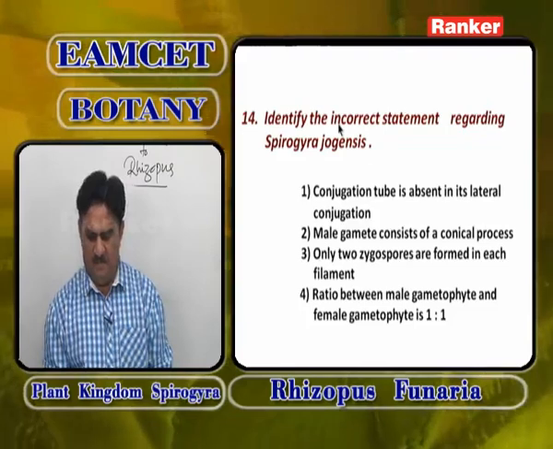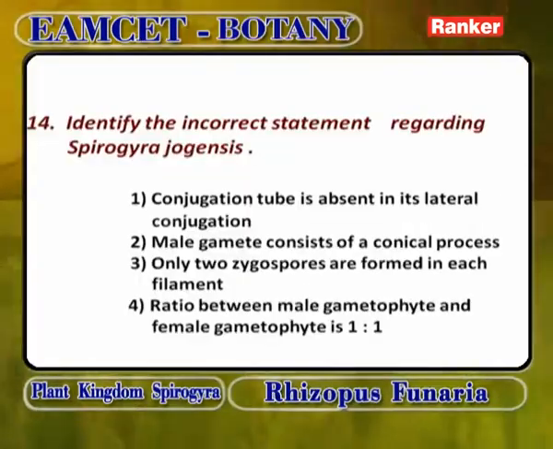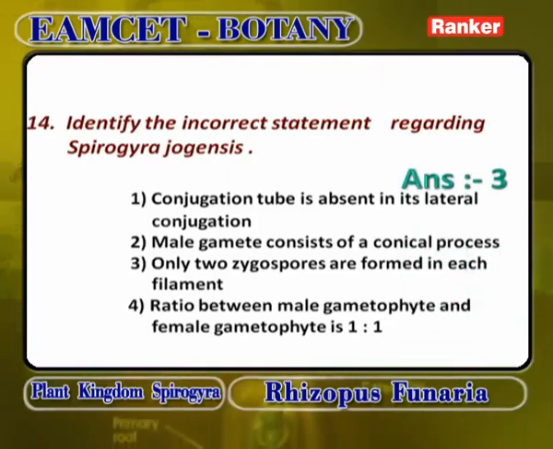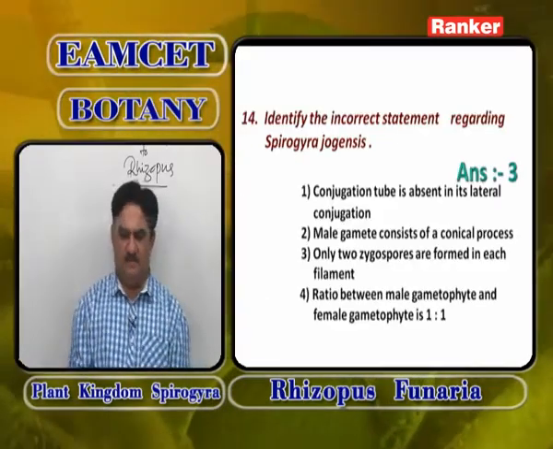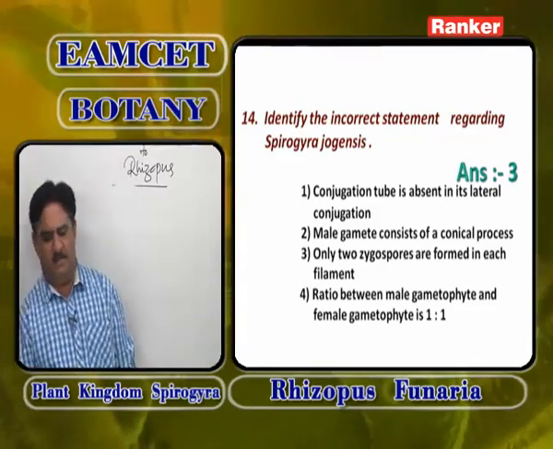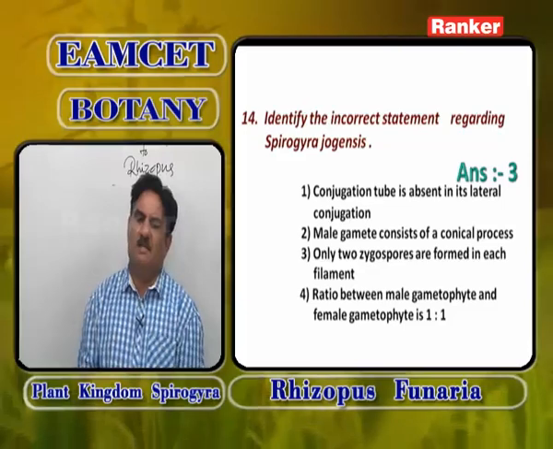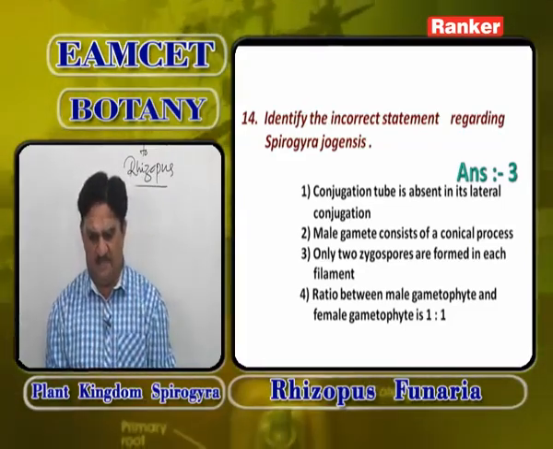Identify the incorrect statement regarding Spirogyra jogensis. Conjugation tube is absent in its lateral conjugation. It is correct because directly this aplanogametes pierces through the septa and enters the other cell. Male gamete consists of conical process. Definitely male gamete consists of conical process. With that conical process only it pierces through the septa and enters the other cell.